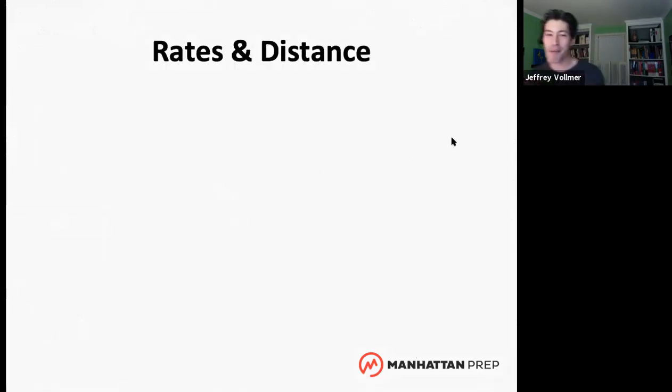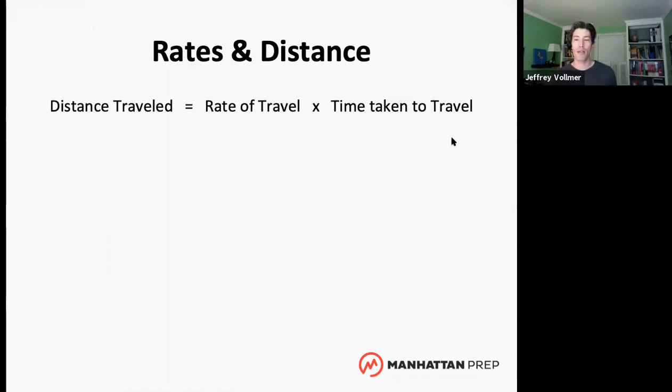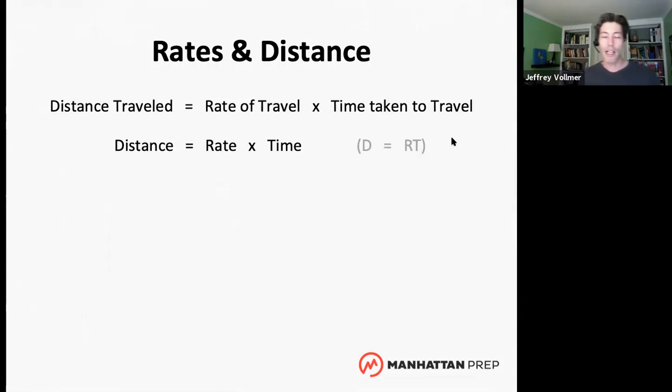Rates. First, we're going to talk about rates as they relate to distance. I'm sure a lot of people out there recognize that when you see a rate problem related to distance, you're supposed to think about this equation. Distance traveled is the product of the rate or the speed of the travel multiplied by how long it takes to travel, right? Or distance equals rate times time, or D equals RT. Good. We need to know this equation, but we also have to understand how the elements relate to one another. So we're going to talk a little bit about that, and then I'll throw you into some questions.